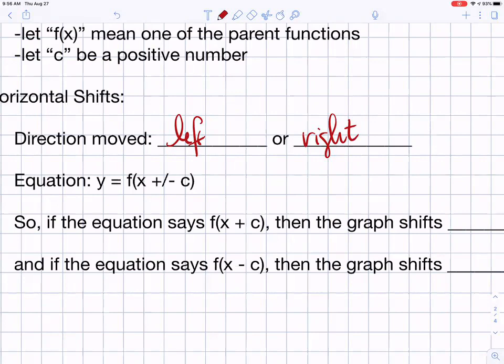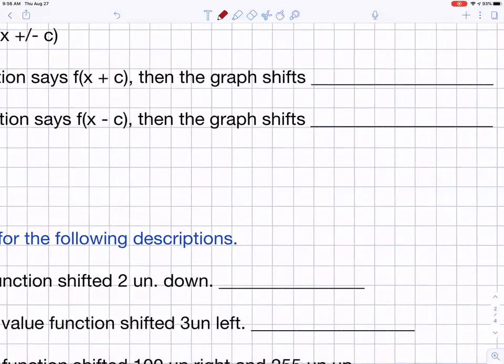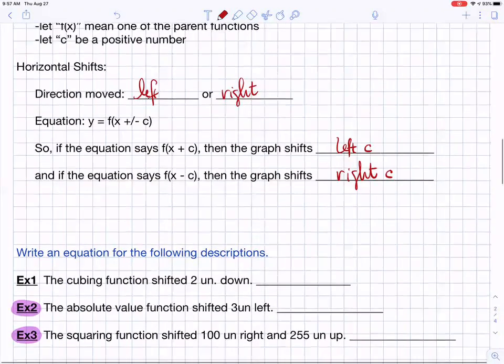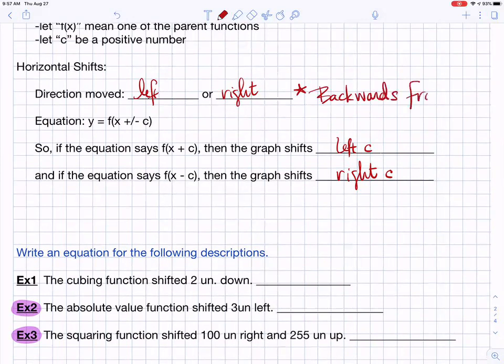Okay? This is the parent, but the plus and the minus is on the inside of that parent. So if the equation says f of x plus c, what is my graph doing? To the left, C units. To the left. And if it says f of x minus c, it's going to the right. And let's make a note here. Up by the direction moved, this is backwards from what you expect.